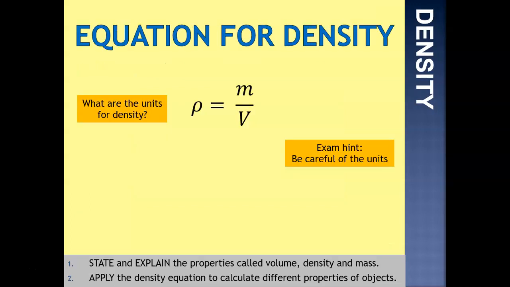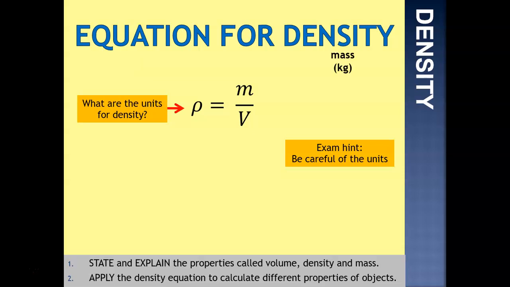This being physics, there is an equation for calculating density, and that equation appears on the board there. The symbol for density is the Greek letter rho, which looks like a slanted P. That's the Greek letter for density. We don't use D for density. In science, generally, we don't do that.